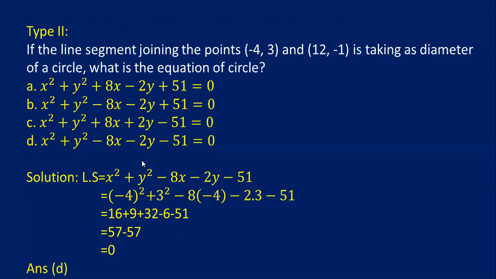Option D is correct. Similarly, if we use the point (12, −1), the left side will also verify. You will use it: 12 squared plus (−1) squared, 8 into −12, then we will get 0. That also satisfies this equation. Then it will be easy for you. You will test the options. In this case you need not remember the formula.